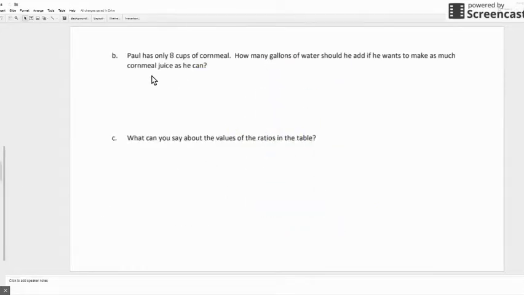So let's go ahead and look at letter B now. Paul has only 4 cups of cornmeal. How many gallons of water should be added if he wants to make as much cornmeal juice as he can? So once again, identify the information provided. Here it says Paul has only 8 cups of cornmeal. We want to know how many gallons of water he needs. So let's go back to our table.